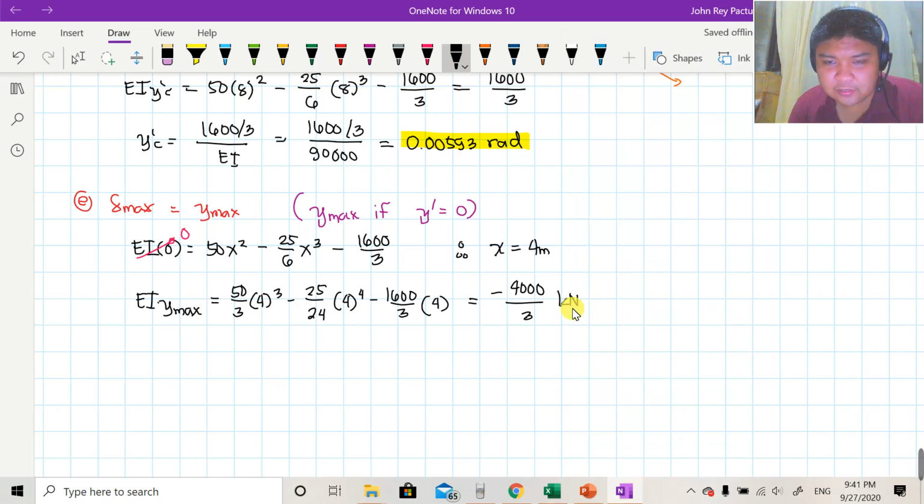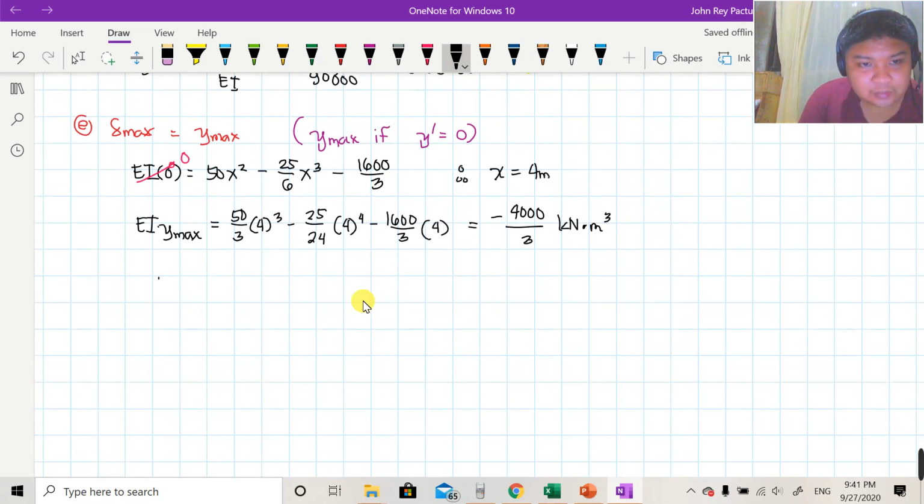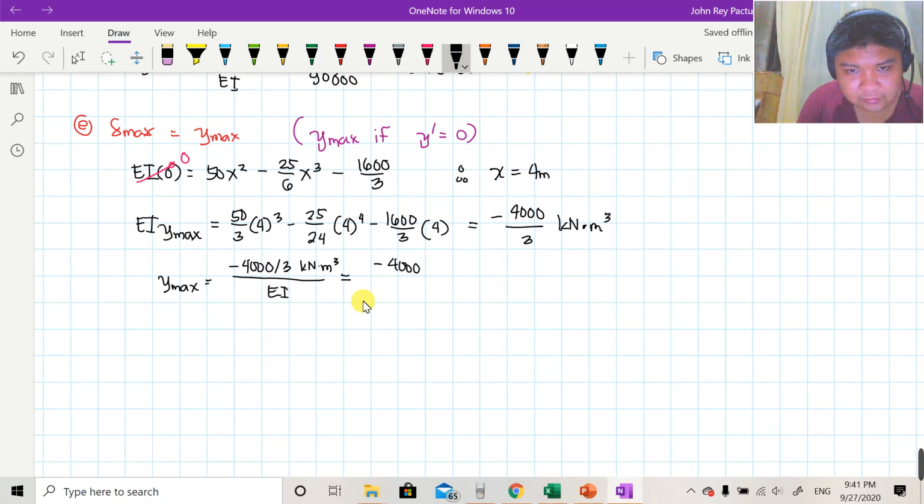Remind ko lang kayo that the unit of this one ay kilonewton meter cube. Okay, so since meron na tayong nahanap, class, na sagot niya, ang next step na lang is i-divide mo na lang siya, class, ng EI, di ba? So yun na rin lang naman ang gagawin nyo. So therefore, y max natin ay equal sa negative 4,000 over 3 kilonewton meter cube divided by EI. And that will be equal to negative 4,000 over 3. Nilalagay ko pa yung unit para hindi nakakalito, divided by 90,000 kilonewton meter squared.